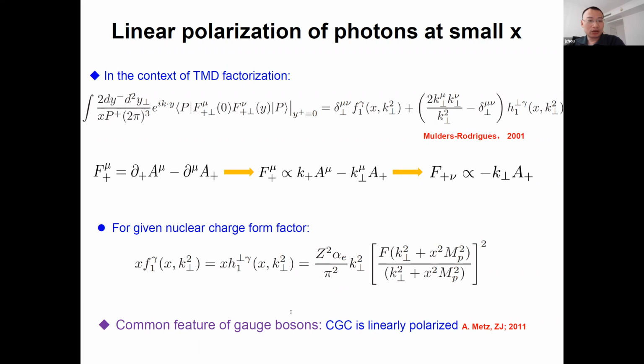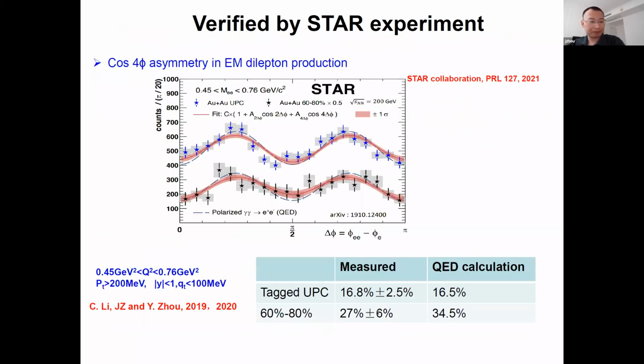Okay, so actually the linear polarization of gauge bosons at small x is quite a common feature. In our early work, we also discovered that small x gluons inside unpolarized nuclei are also linearly polarized. Then through a tree-level QED calculation, one finds that a linearly polarized photon can generate a cosine 4 phi azimuthal modulation in the dielectron production cross-section.